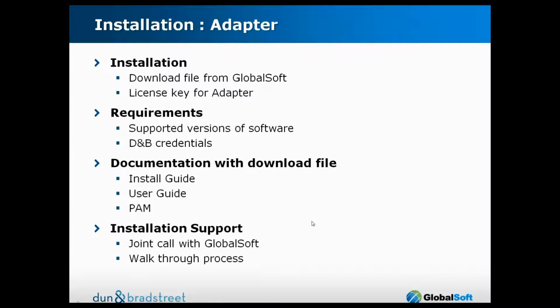The installation of the DNB Direct Adapter is straightforward and no additional skills are required. However, there are a few prerequisites for the installation of the DNB Direct Adapter: a functional MDM system, the download file from GlobalSoft, DNB credentials, and the license key for the adapter. The install guide, user guide, and the product availability matrix are packaged as a part of the download bundle.